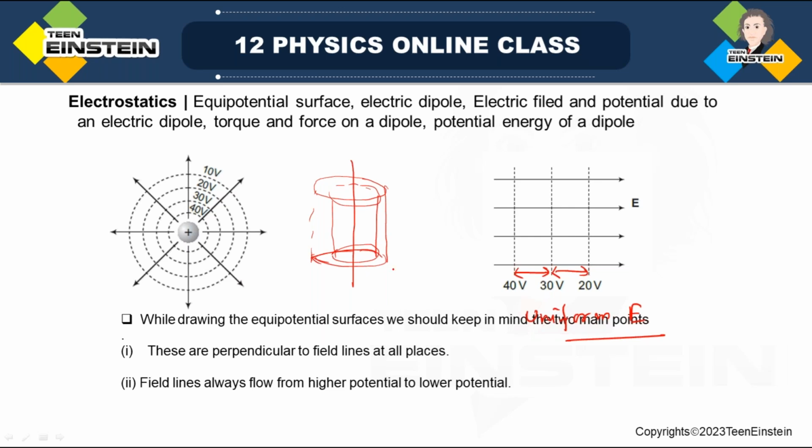All right. So in case of line charges, this is the line charge, with concentric cylindrical surfaces. In case of uniform electric field, there will be equidistant parallel planes.